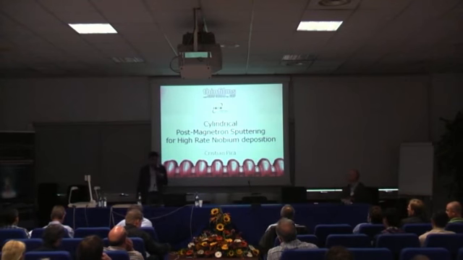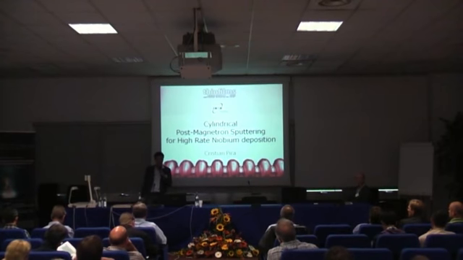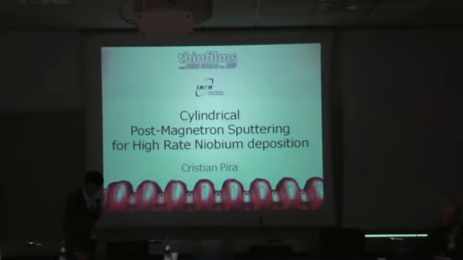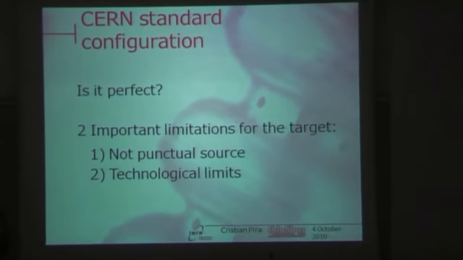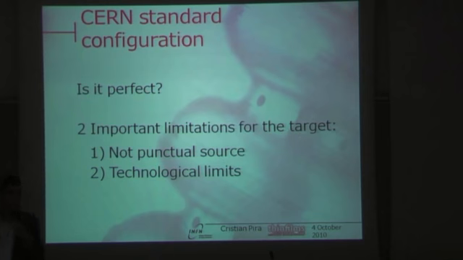Good afternoon to everybody. In this talk, I present a new sputtering configuration for niobium copper cavities. The first question is: why change the cell standard configuration? The cylindrical cathode works well, but we think this target has two important limitations. It's not a punctual source, and there are some technological limits that can be improved.